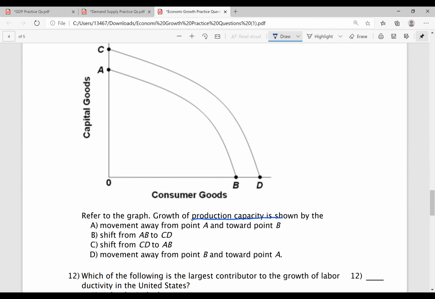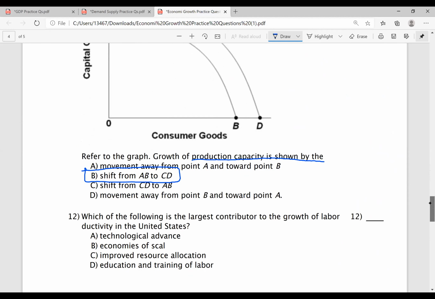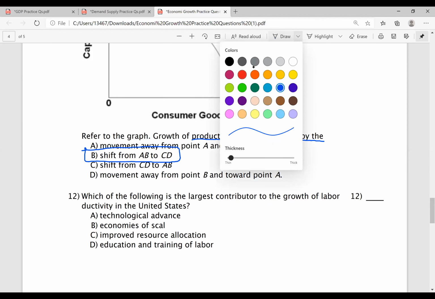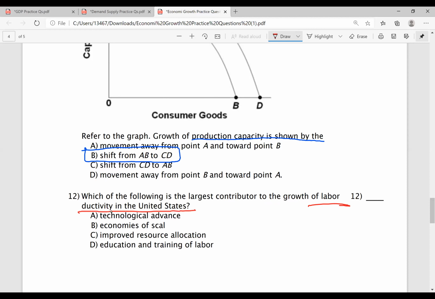Okay. This one is this. Production capacity or economic growth occurs when the production possibility frontier shifts to the right. Question 12, the last question. Which of the following is the largest contributor to the growth of labor? It's going to be technological advances.